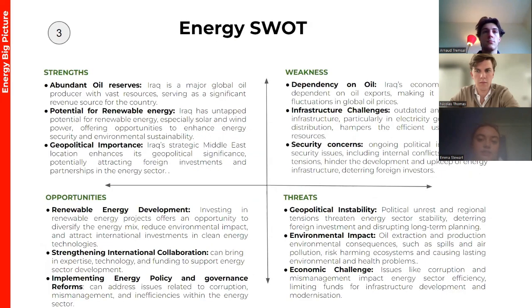And then finally, we took a look at Iraq's overall energy situation using a SWOT analysis. The country's strengths include its abundant oil reserves, its potential for renewable energy, and its geopolitical importance. However, its weaknesses are its dependency on oil, its infrastructure challenges, particularly in electricity generation and distribution, and the country's ongoing political instability and security concerns. Its opportunities, on the other hand, include investing in renewable energy development, which allows Iraq to diversify its energy mix. There are also opportunities for the country to strengthen international collaborations and implement energy policy and government reforms.